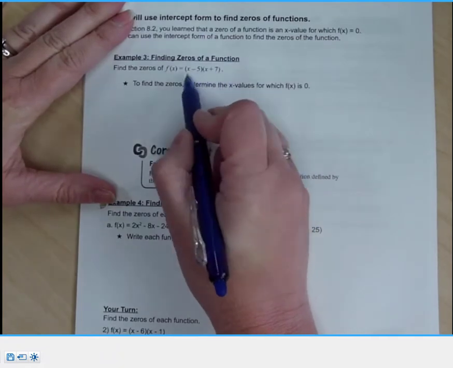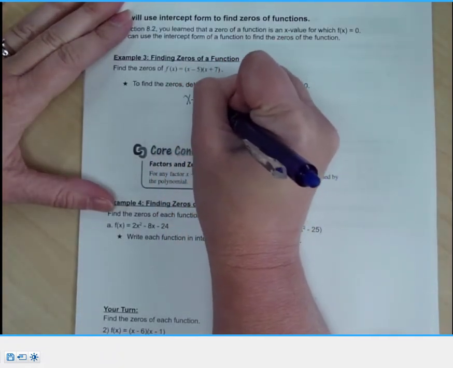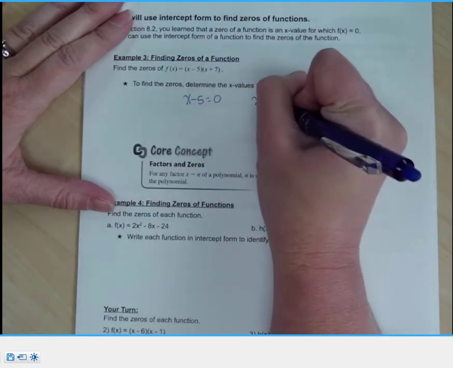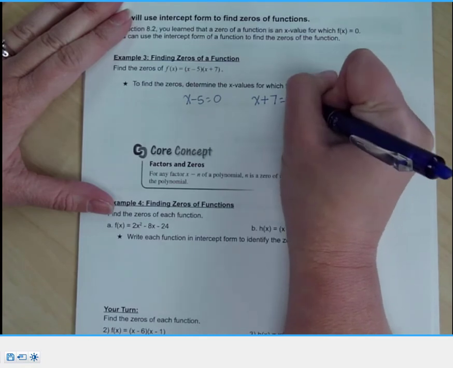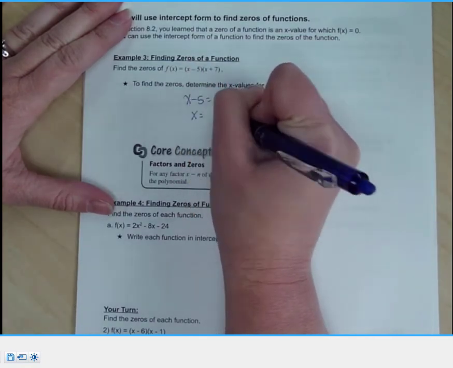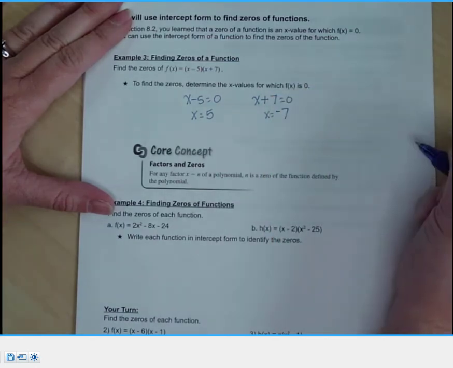So this is what we've done in the past. What makes this 0? It shows us that x minus 5 is 0, and x plus 7 is 0. So my zeros here are 5 and negative 7.